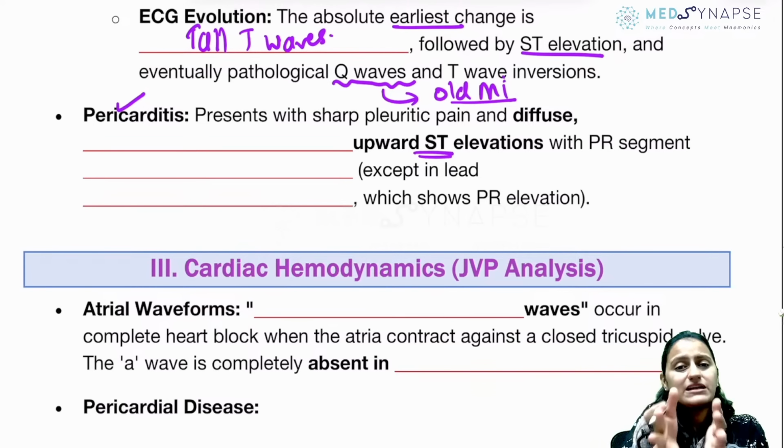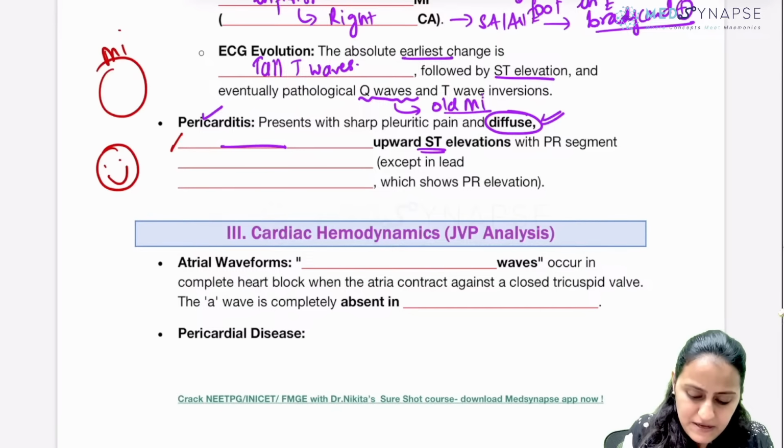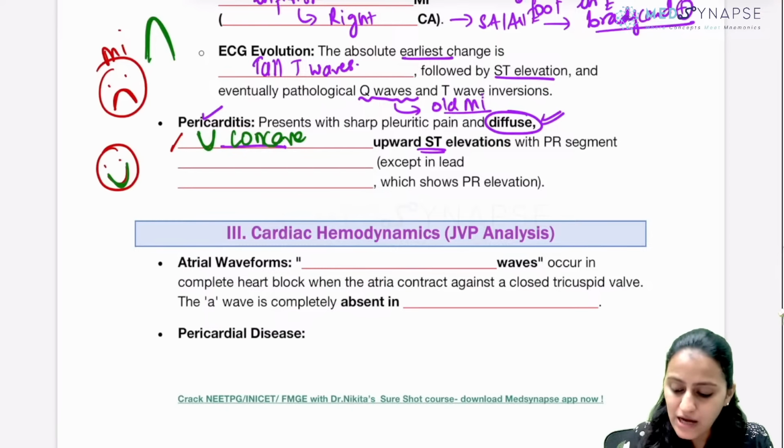So how do you remember this? Pericarditis versus MI, which is a more benign condition? Pericarditis. So the patient is happier with pericarditis rather than the MI. So pericarditis wala patient is smiling. MI wala patient is sad. So remember that with pericarditis, it is like this, which is concave upwards. While in MI, it is convex upwards. Tombstone appearance in MI.